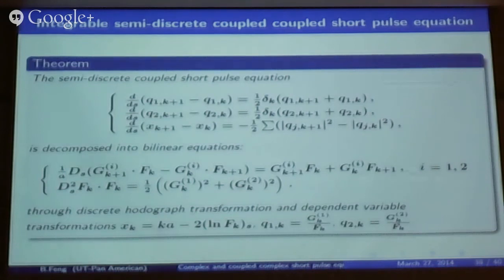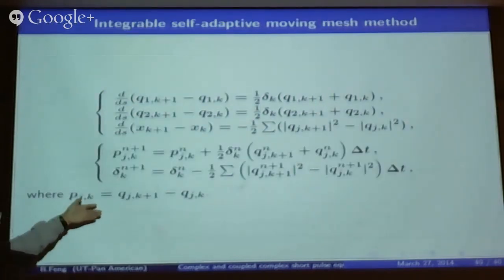By the way, I just mentioned our results. We can also continue to study how to get the integrable discretization of those models, also using Hirota's bilinear method. From that, we can come up with a good numerical scheme to simulate the propagation of the pulse. We name it the self-adaptive moving mesh method.